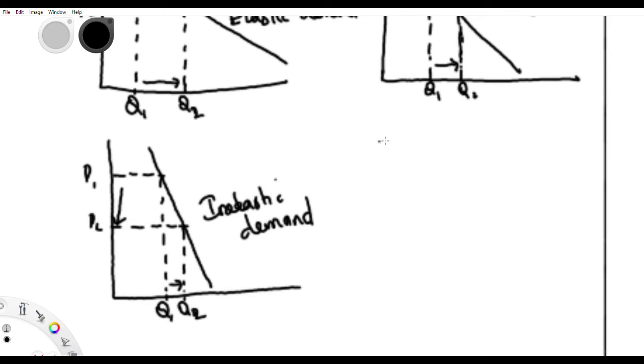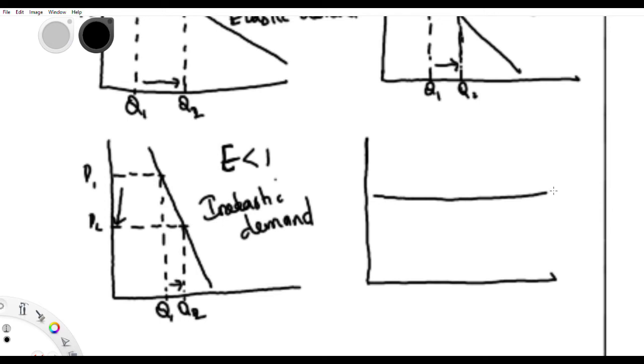And as well, we also have perfectly elastic and perfectly inelastic. Now for perfectly elastic, the elasticity is less than 1. In perfectly elastic, it is a straight, horizontal line, and in perfectly inelastic, it is a straight line standing vertically.